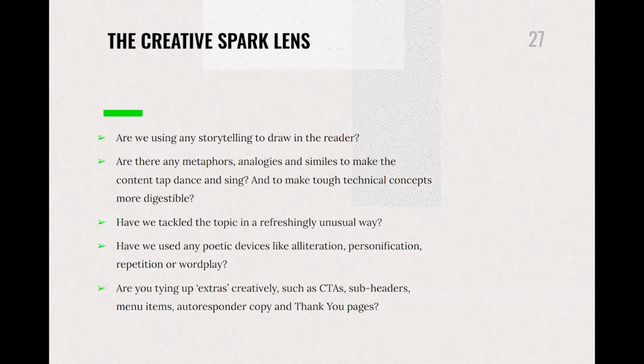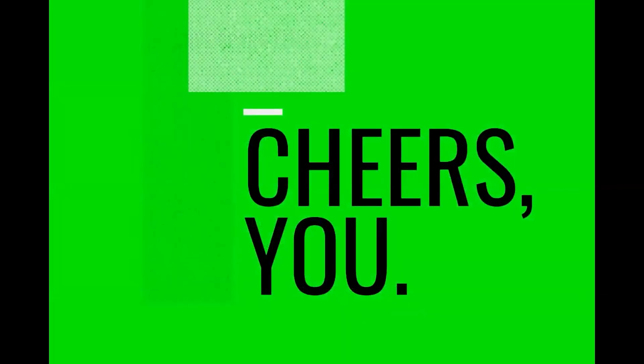And that is the creative spark lens. Weave it in. And there you have it. Those are the 13 lenses. Remember to get the balance right.